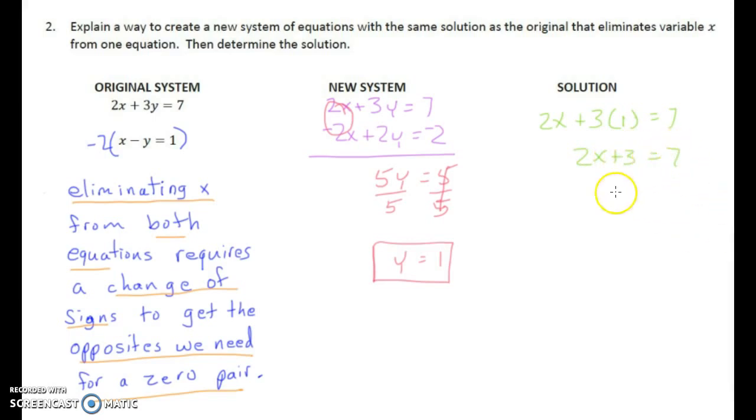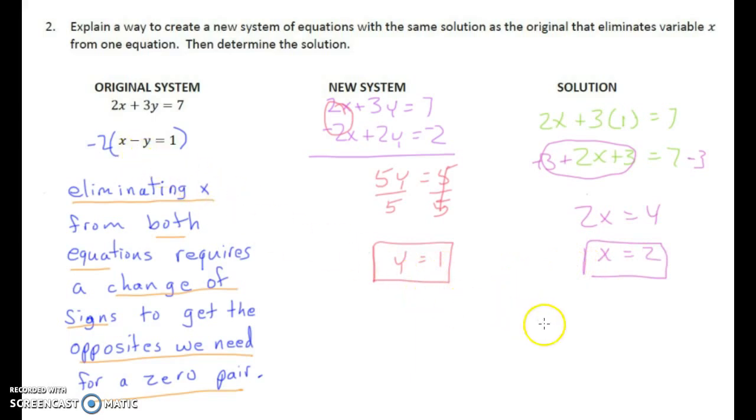If I subtract 3 from both sides, that means I'm adding a -3 to both sides. It doesn't matter where I do it. We get, there's our zero pair, see it? And it surrounds a 2x. 2x equals 4. That means x equals 2. I hope you all see that. We have our answers. Y is 1 and x is 2.